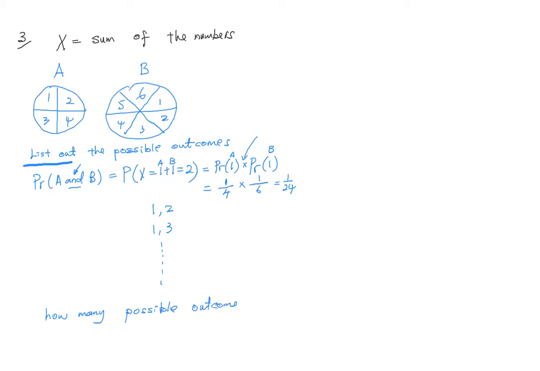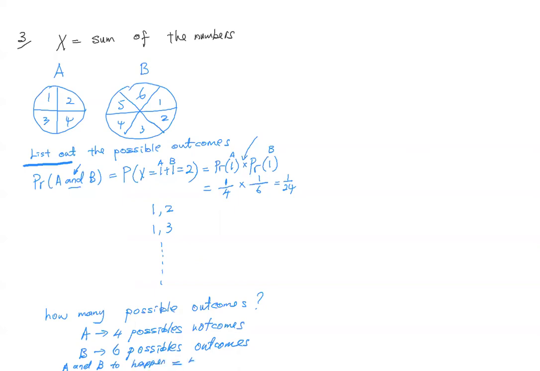How many possible outcomes? Who can tell me? I have to write how many times? Here A got 4 possible outcomes. I'm teaching you the outcomes. B, we have 6 possible outcomes. Okay, for A and B to happen, we have total 4 times 6, that is 24 outcomes.